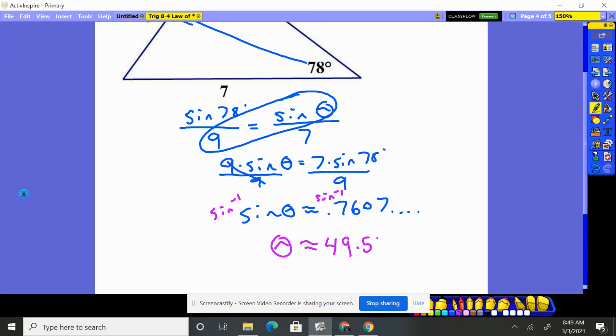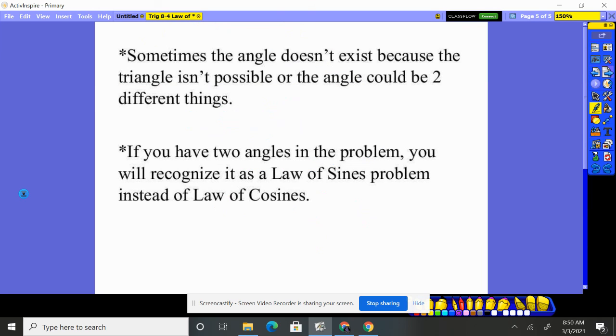Now, a lot of times when we're finding the angle, if you get an error, just say undefined or just can't do it. You might get that on one or two of the homework problems. That basically means there's two possible answers here, or this triangle can't exist. Now, here are two things I want you to remember. Sometimes the angle doesn't exist because the triangle isn't possible, or the angle could be two different things. Again, we're not going to study the ambiguous case.